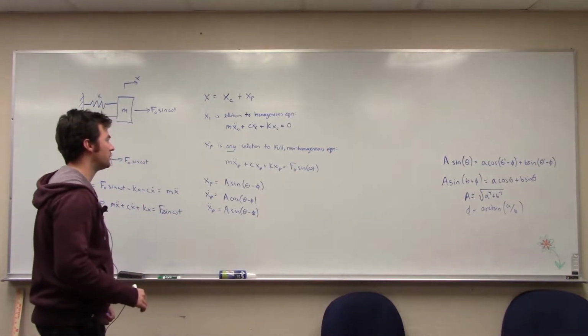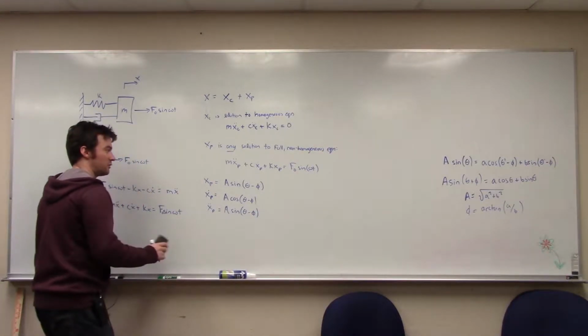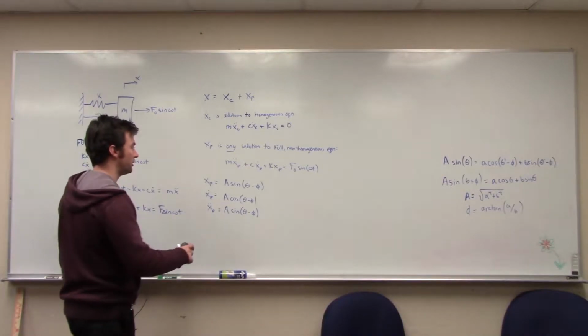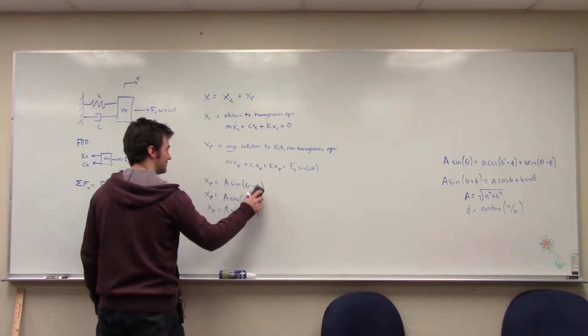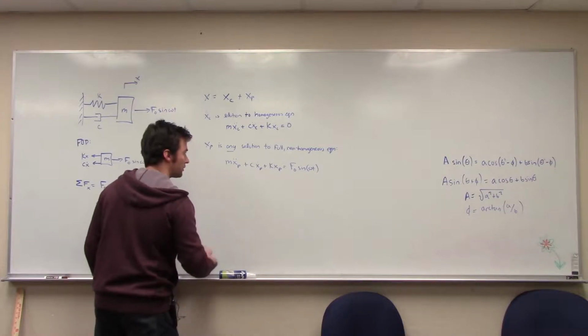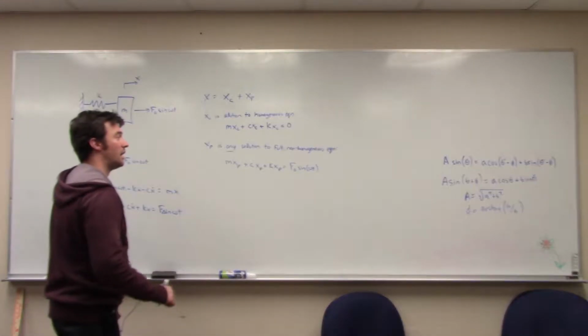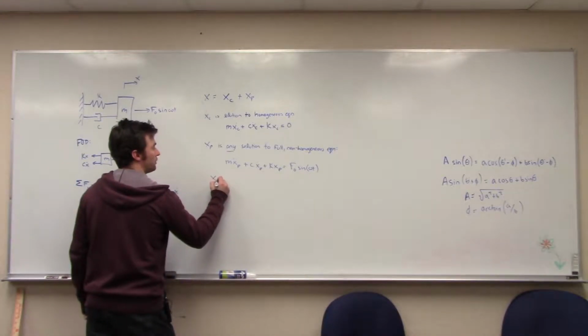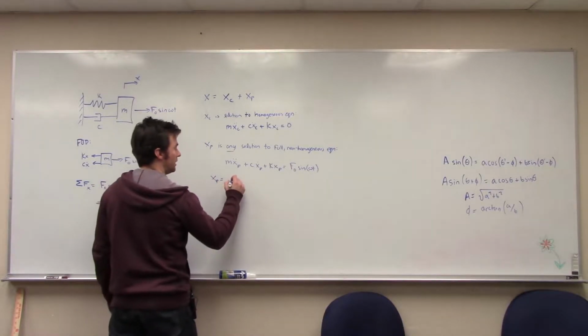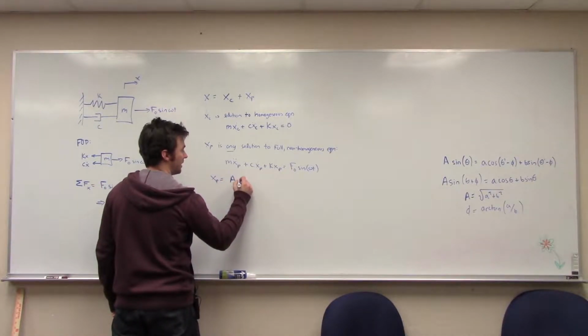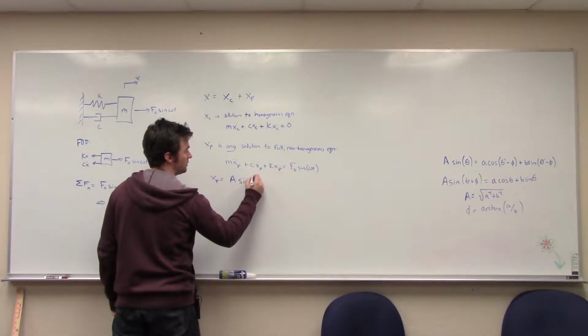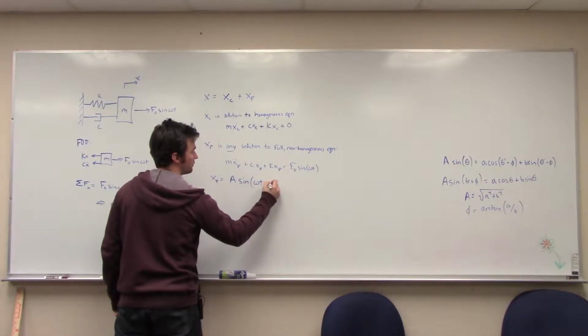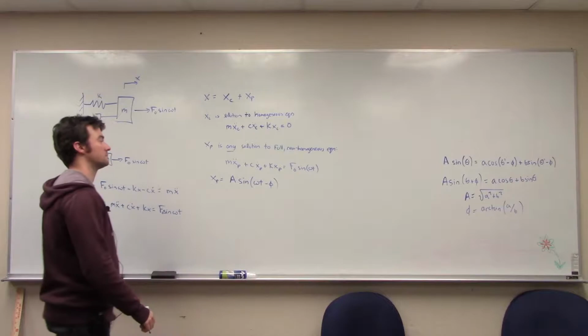Oops. Gosh, let's actually be a little bit more careful here. I don't want that exactly. Sorry. Let's start that part over. Okay. I'm going to claim that my particular solution is going to be of the form a times sine of, here we go, omega t minus phi. That's what I'm saying.